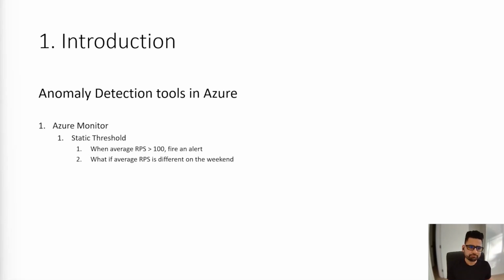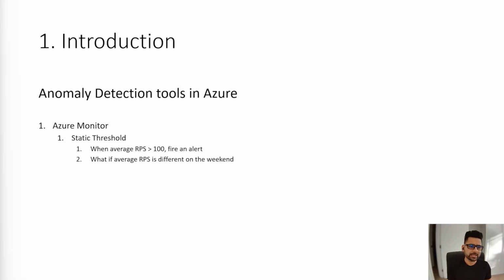Let's say there is an enterprise service for which the average RPS is 100 during the weekdays, but it drops down to 10 or even 1 during the weekends. Now, if this service was to be attacked on a weekend and the attack spikes the RPS up to 50, the static threshold alert that we defined earlier would not fire, and it would not help with the attack.